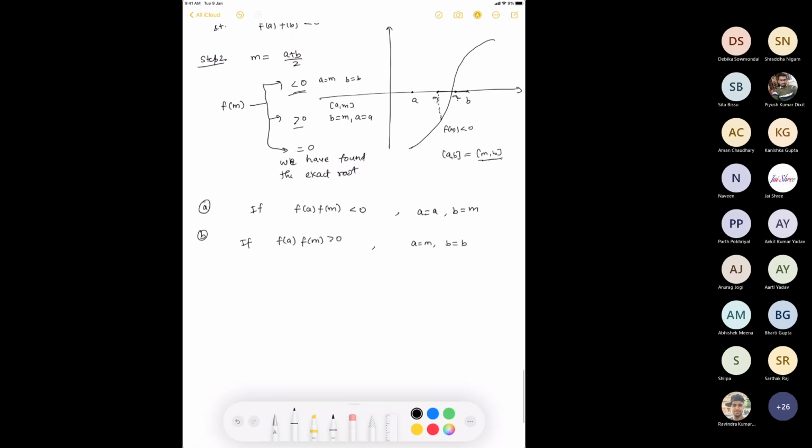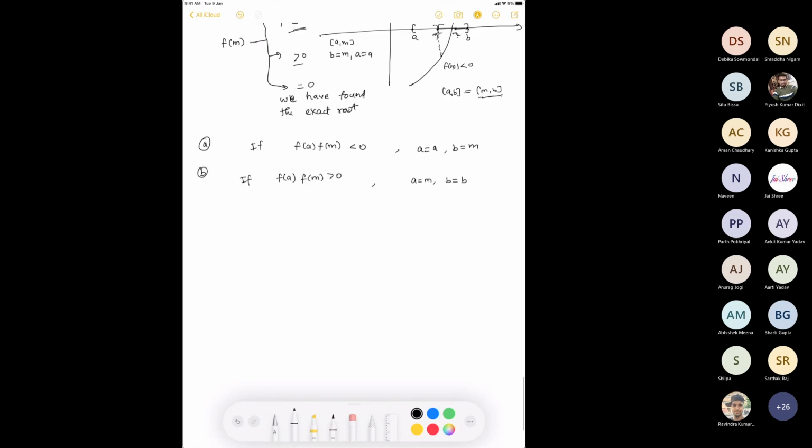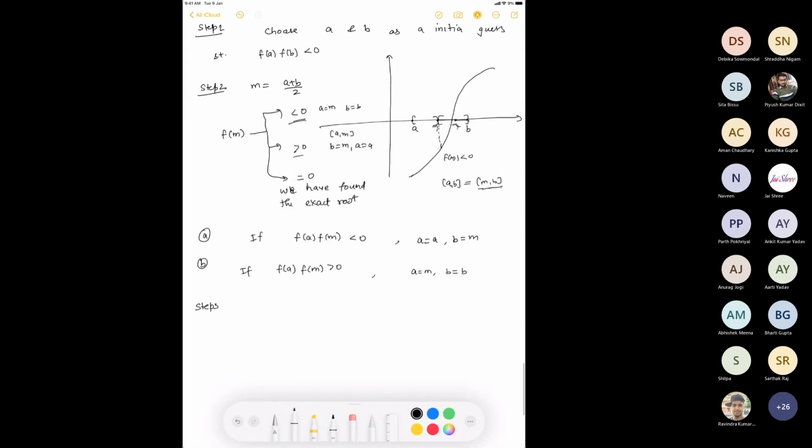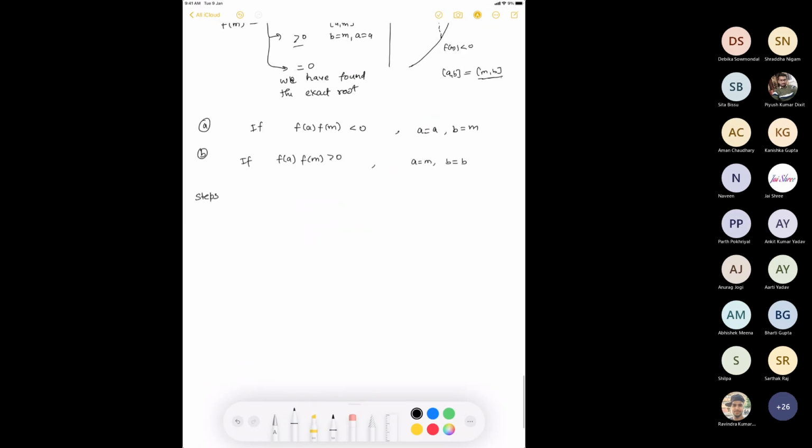So basically, based on the sign of the F at M, either we will choose this as a new interval or this as a new interval. Okay. And then we will repeat the same procedure. So the next step will be that we have to again find, so this is step 3. And then step 4 is going to be to find the midpoint of the new interval. And let's call it as M new.